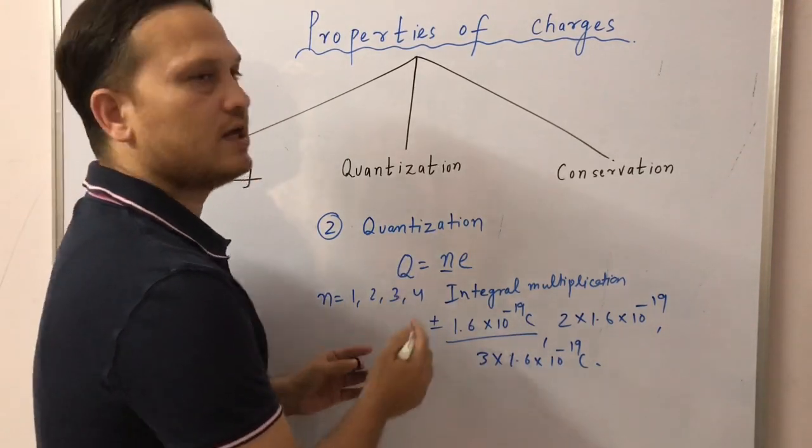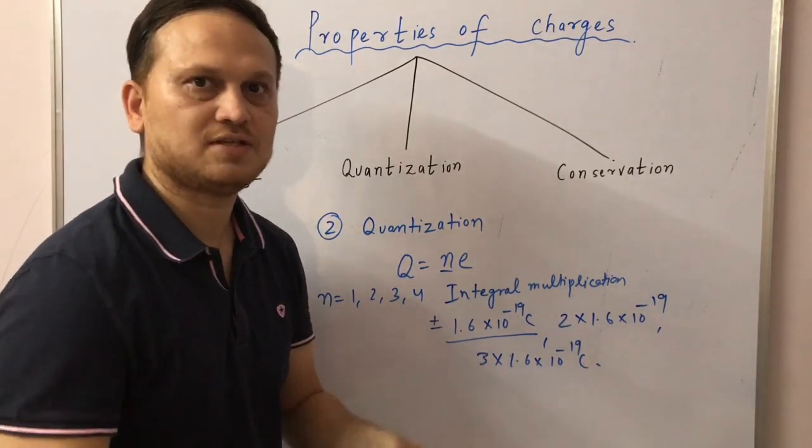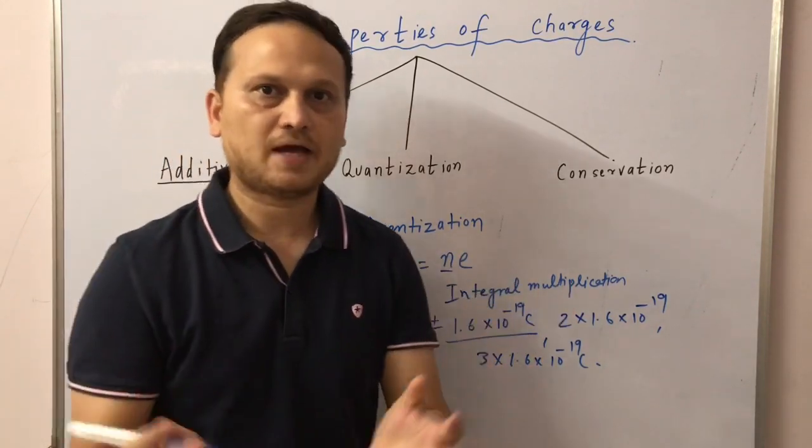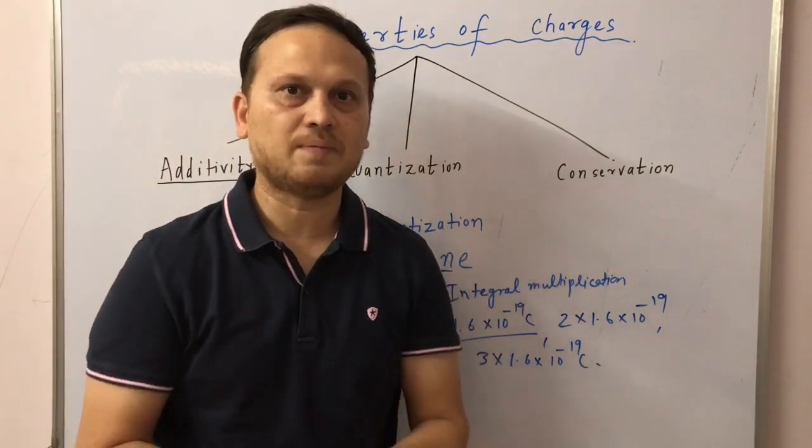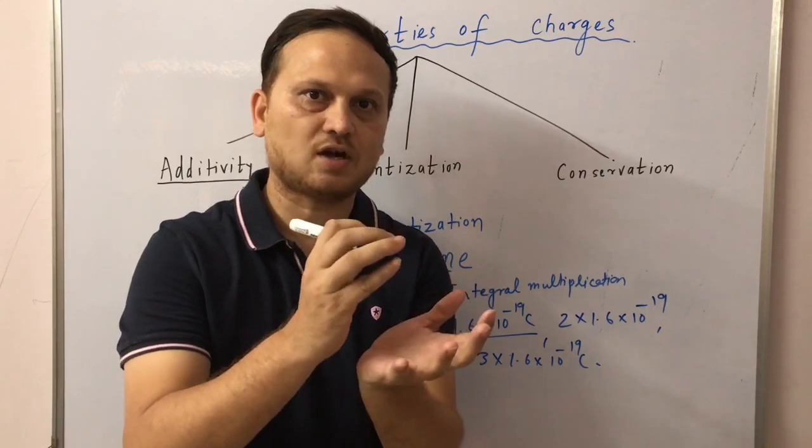So that is what quantization is. So charges are quantized. Quantized means they always come in the form of packets. They always come in the form of bundles. That means a certain minimum amount of charge is always present.